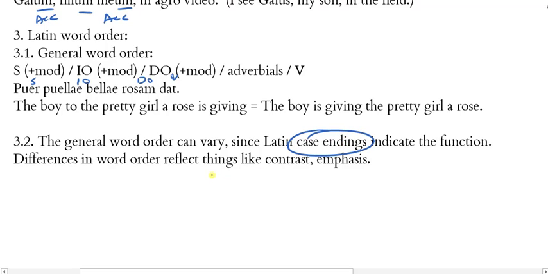And so when we see differences from the general word order, it's because the speaker or writer is trying to reflect things like contrast or emphasis. Okay? All right.